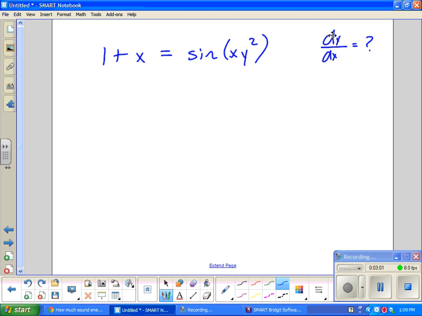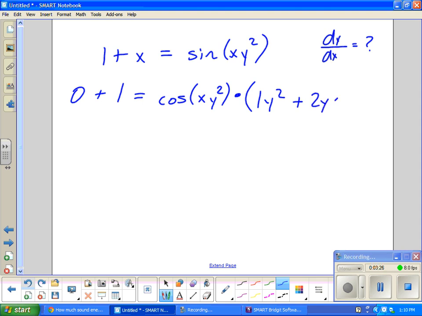So here we go. Derivative of 1 is 0, plus derivative of x is 1. Derivative of sine is cosine times, now we have to do the derivative of xy squared. Well, I always start with f, g, and I always do x first. So derivative of x is 1 times y squared, plus then the derivative of y squared is 2y. Then we still have the x, and we have our y prime.